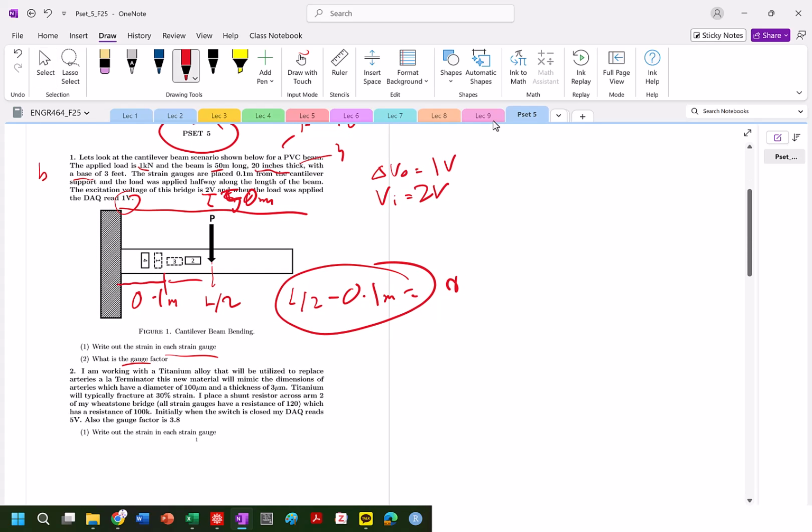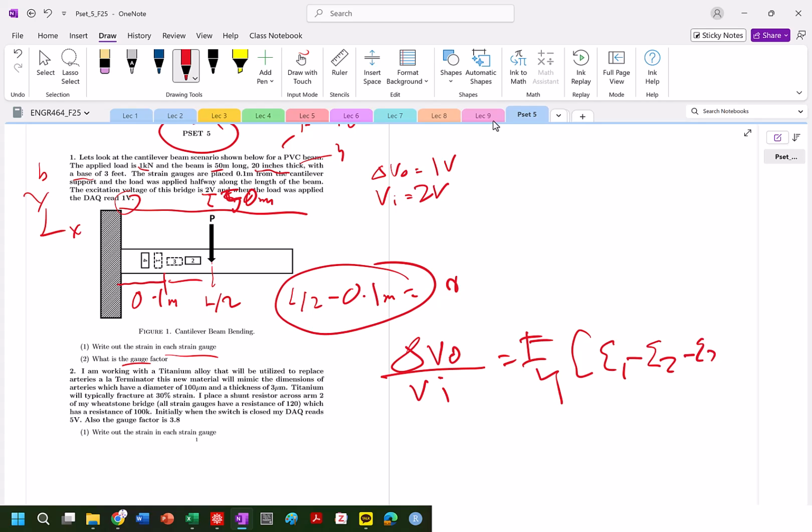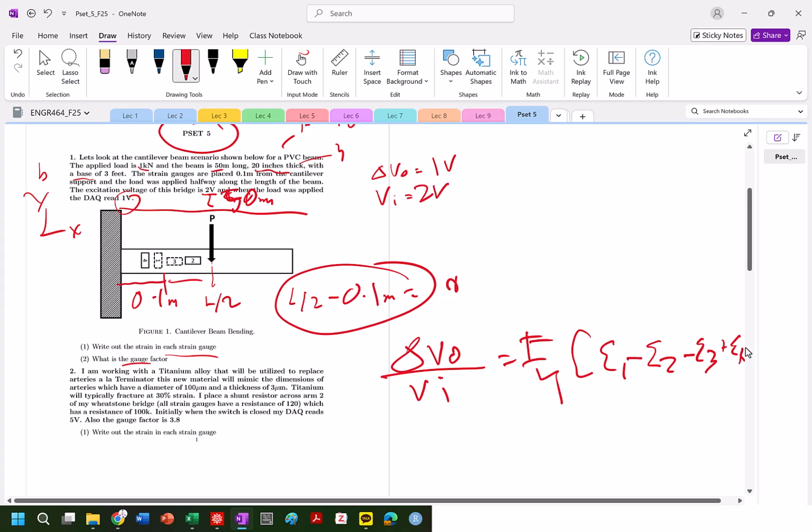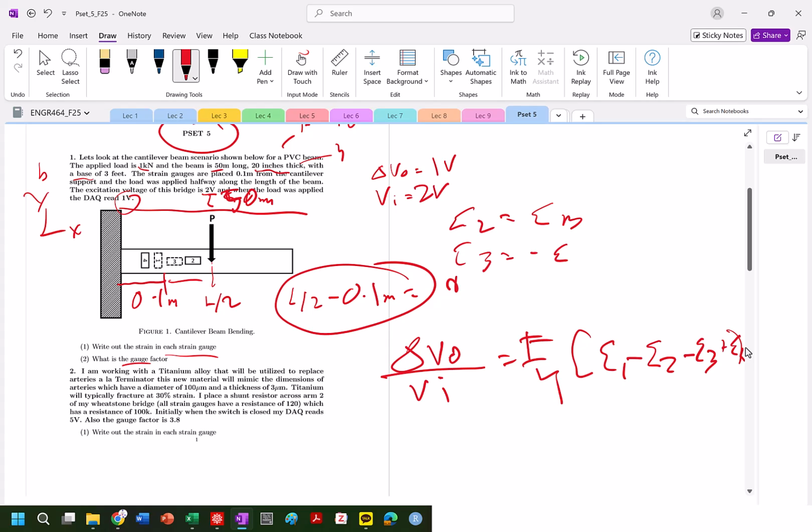We know our relationship is delta V naught divided by VI equals F over 4, epsilon 1 minus epsilon 2 minus epsilon 3 plus epsilon 4 for the fourth strain gauge. So we know that if I'm doing bending, the second strain gauge is going to be equal to E bend, positive is going to extend. E3 is going to be equal to minus E bend.